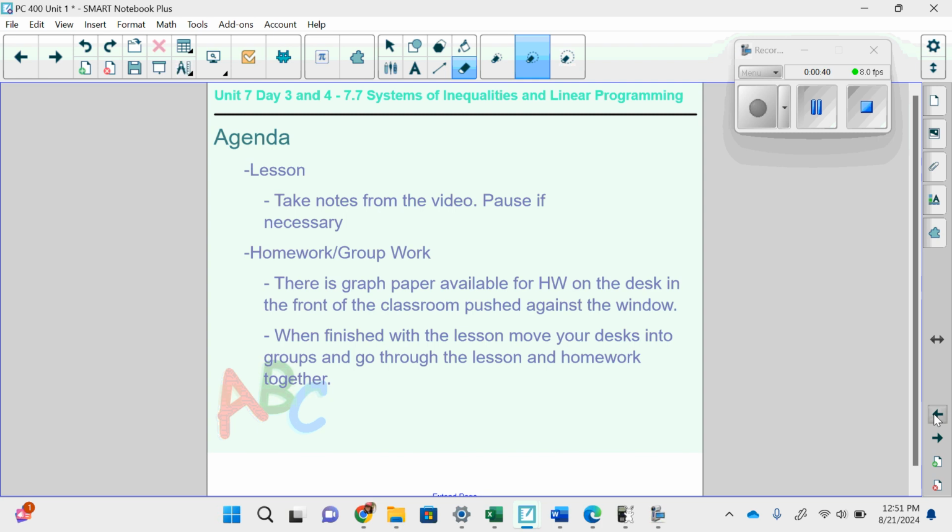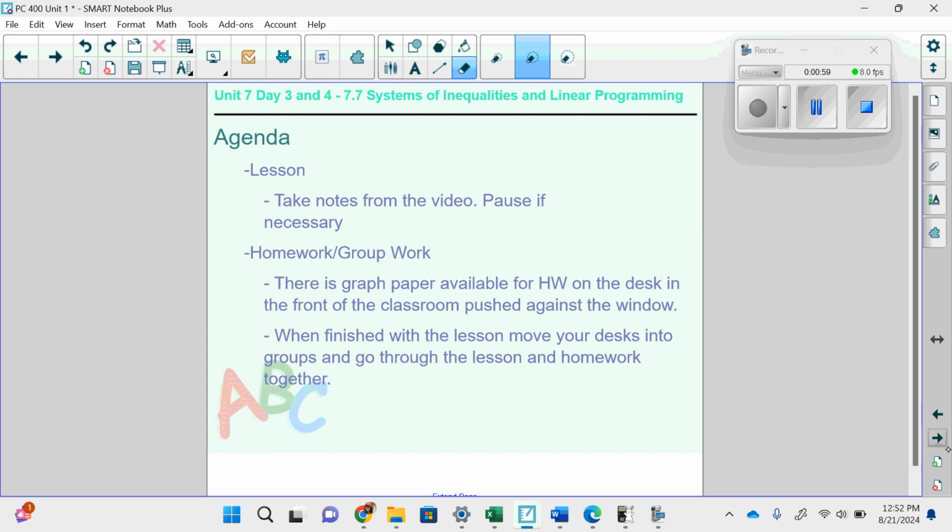If you would like graph paper for the graphs, especially for the 7.7 homework, I have graph paper at the front of the classroom on that table that's pushed up against the windows. Help yourself to as many of those pages as you would like.